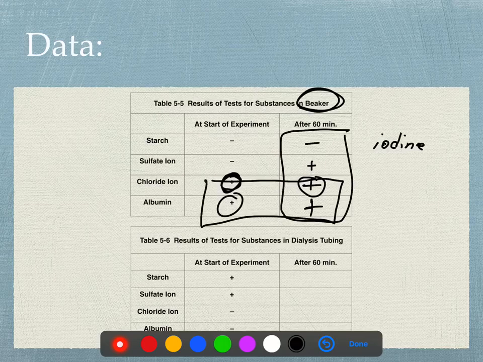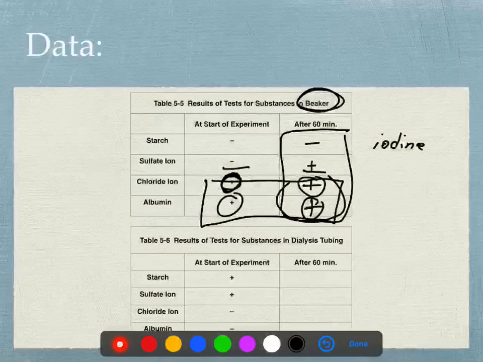Everything that was present in the beaker is still present in the beaker. But now we find that sulfate wasn't there, but now it is. So sulfate was able to get through. And what we've learned about the dialysis bag is that it allows sulfate ions to get through because the pores of the dialysis tube are big enough to let the sulfate ion through.